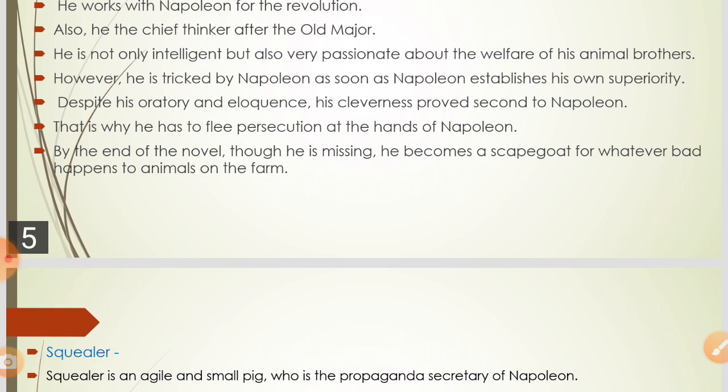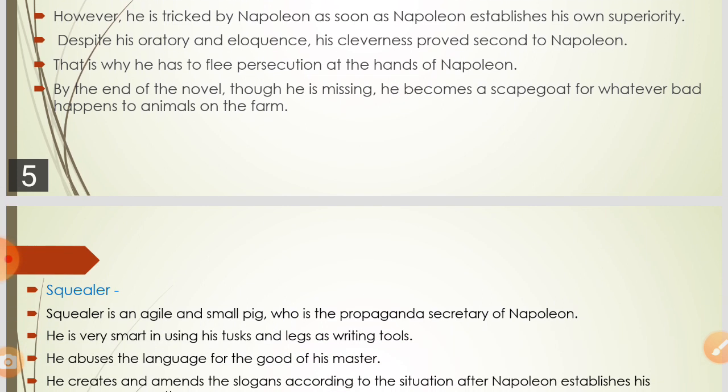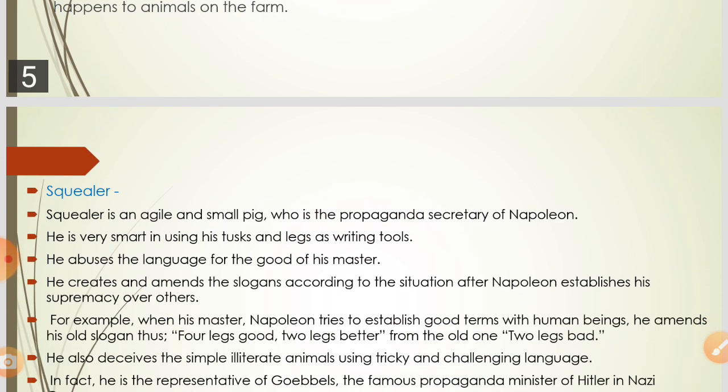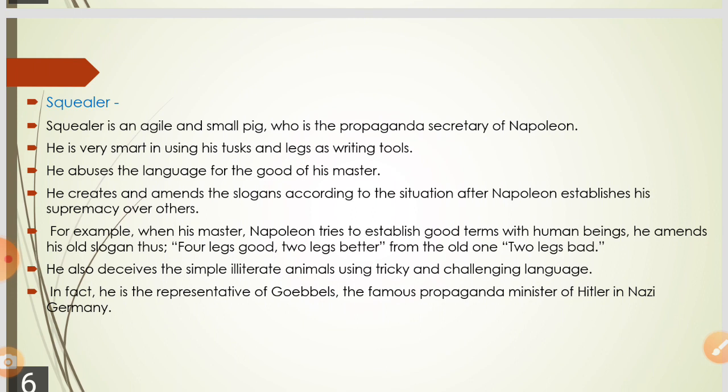He seems a coward in the sense that he runs from there, though he is not a coward, but he wants to save himself from the cruel hands of Napoleon. By the end of the novel, though he is missing, he becomes a scapegoat for whatever bad happens to the animals on the farm, because he was outwitted and driven out by Napoleon.